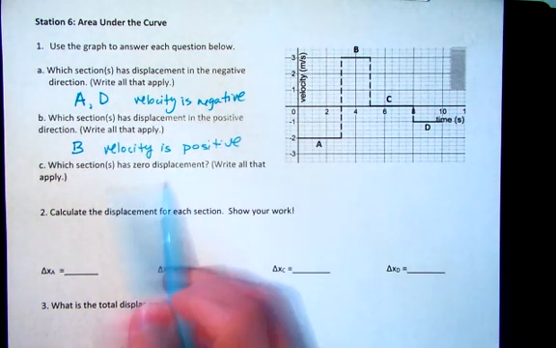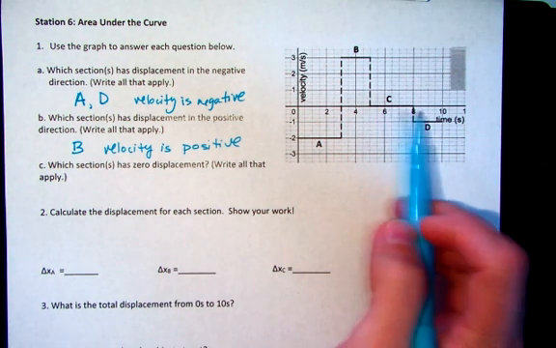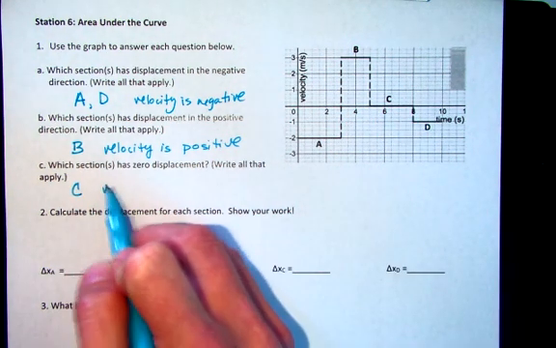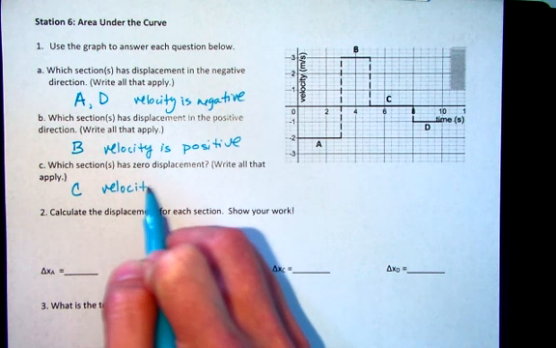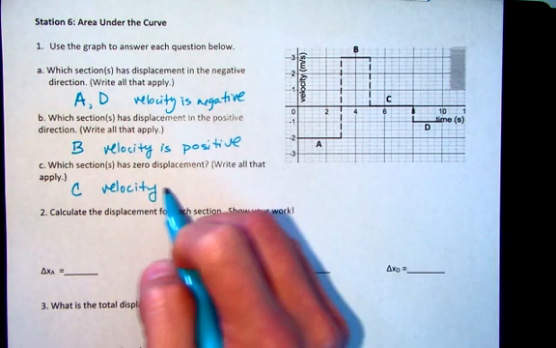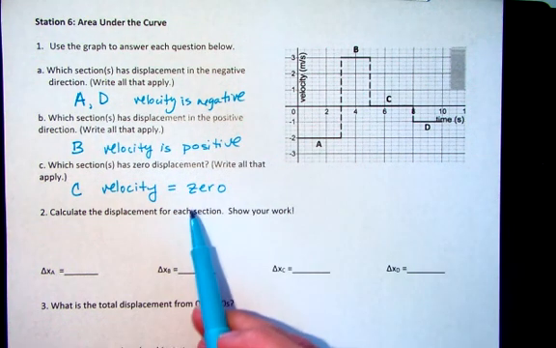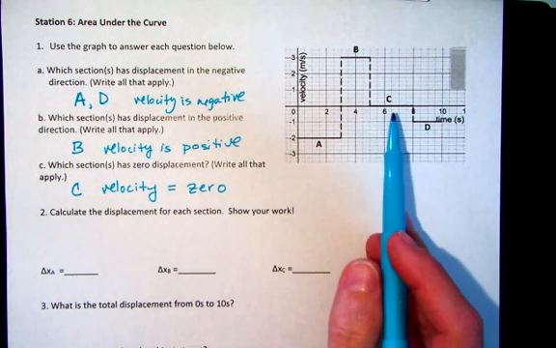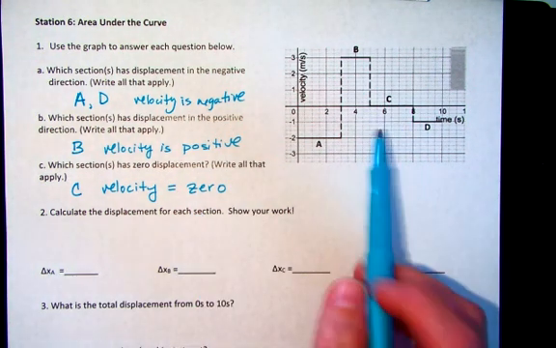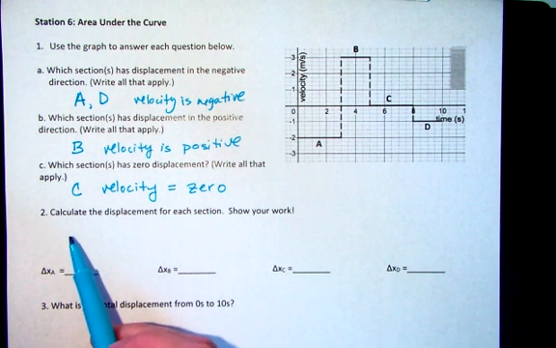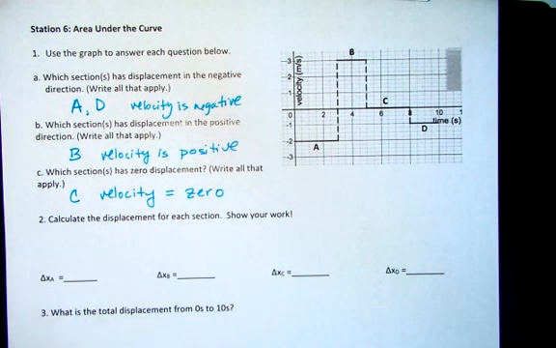And then for zero displacement, I can take a look here, and sure enough, C has zero displacement because the velocity during section C is actually equal to 0. Okay, so it has 0 velocity, which means we're not even in motion during the time from 5 to 8. All right, so what we want to do next is calculate the displacement for each section.